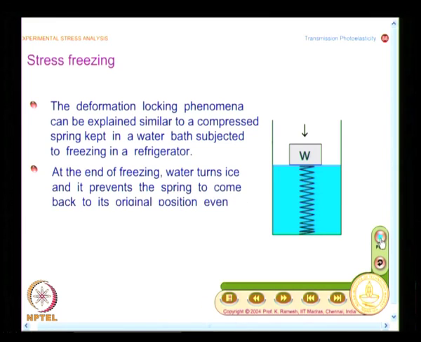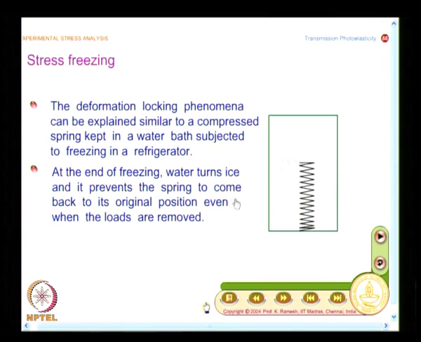So, that is what you see here, the water turns to ice and it prevents the spring from coming back to its original position even when the loads are removed. I do not have to keep the load here. The animation also shows that the load is removed. When this was water, load was necessary to keep it compressed. The moment it becomes ice, you do not need to keep the load to keep the spring compressed.